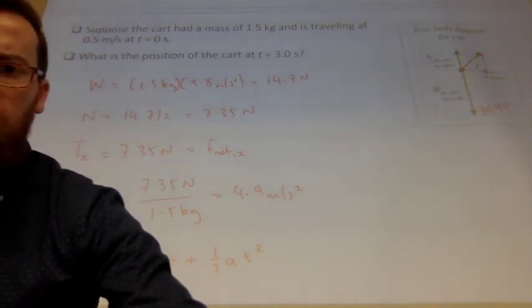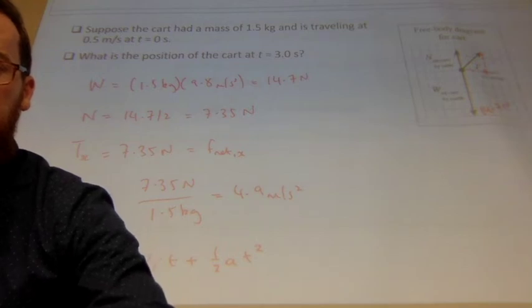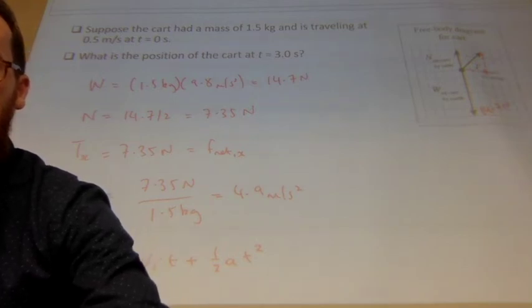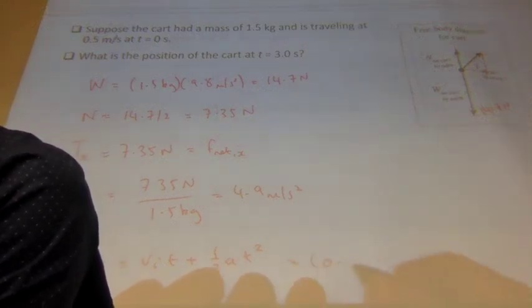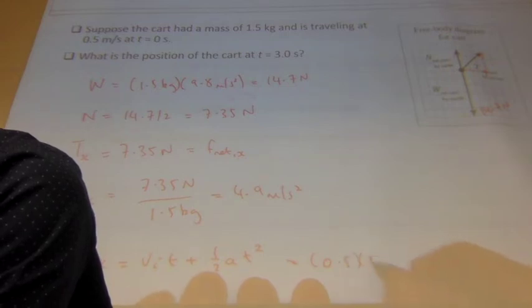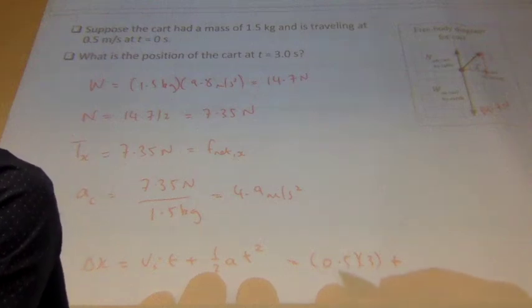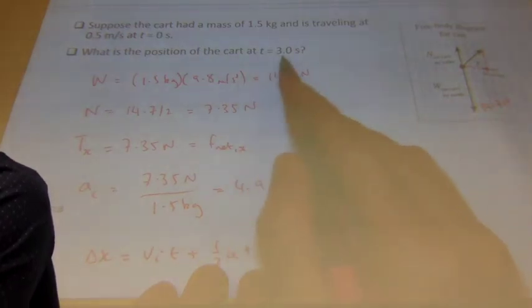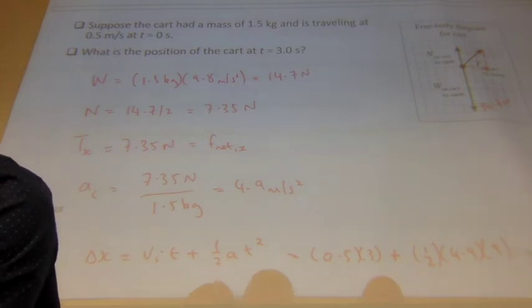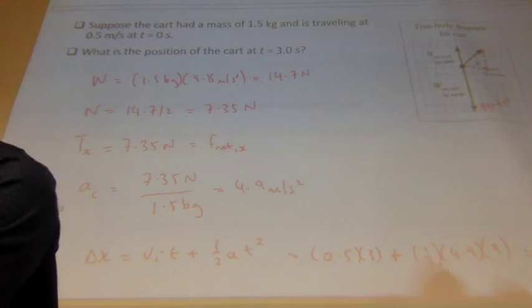And did I get this right? I'm getting a much bigger value. So 0.5 times 3, that's half a meter per second times the time, plus 1/2 again, 0.5 times the acceleration, 4.9, and then 3 squared is 9. So I'm actually getting it to be 23.6. So that would be the displacement.